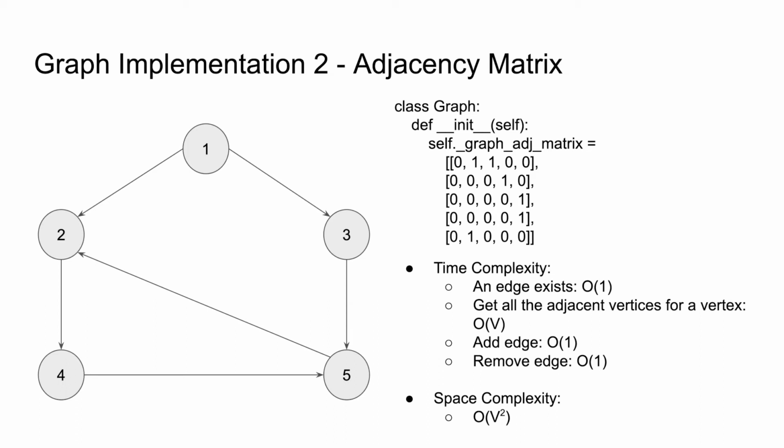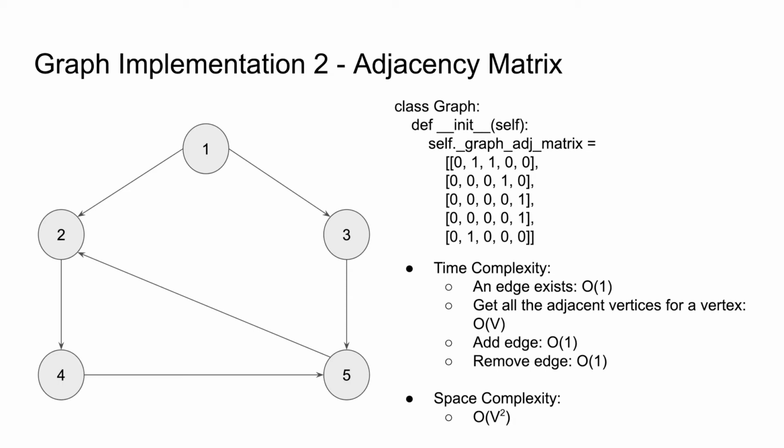The next operation is add edge. To add an edge, it's basically just flipping the element from 0 to 1 or false to true, and that can be done in O of 1. The next operation is remove edge. It's the same thing. We have to flip it from true to false or 1 to 0. That is also O of 1.